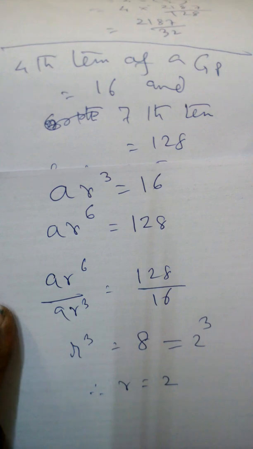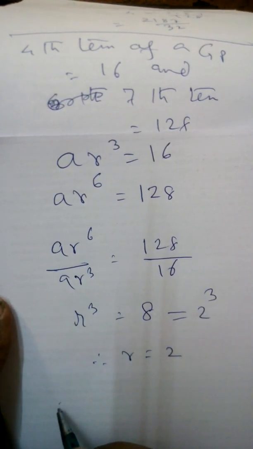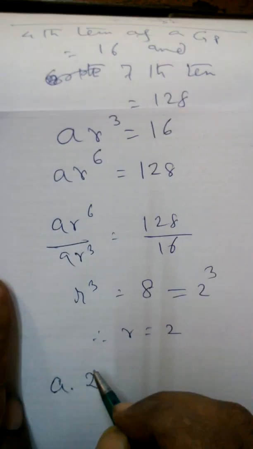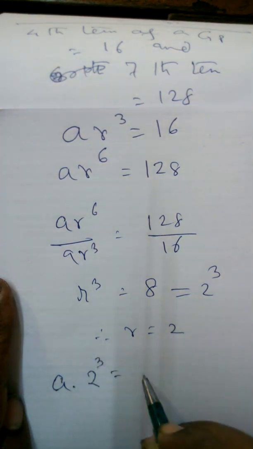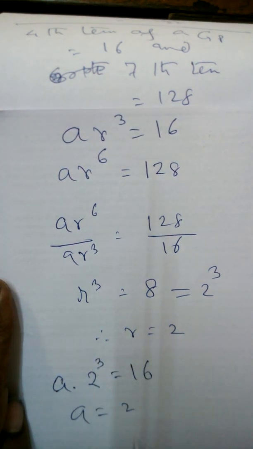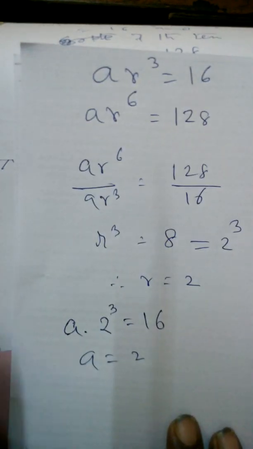So how to deal with this one? A, fourth term is a. I don't know a. r means 2, just now we have found. 2 to the power 3 is 16, so a is also 2. This way you just put in the formula a r to the power n minus 1, and you can find it. But you can use your brain. Brain means observation.